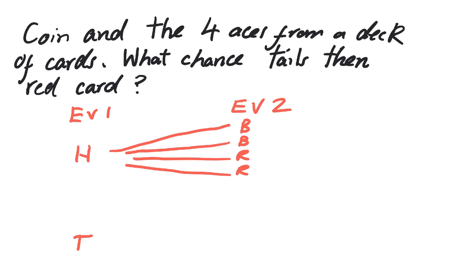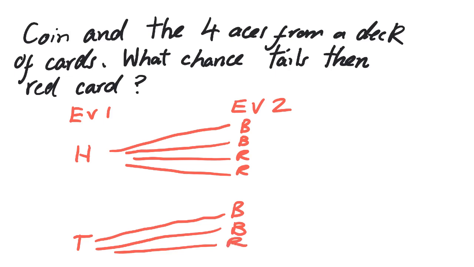If we toss a tails first, it's the same thing. We could pull out the first black card, the second black card, we could pull out the red card, or there's another red card in those cards. Alright, so we've worked out all the possible things that could happen. So now we need to count them. So we've got 1, 2, 3, 4, 5, 6, 7, 8. So it's out of 8. There are 8 possibilities here, 8 things that could happen.